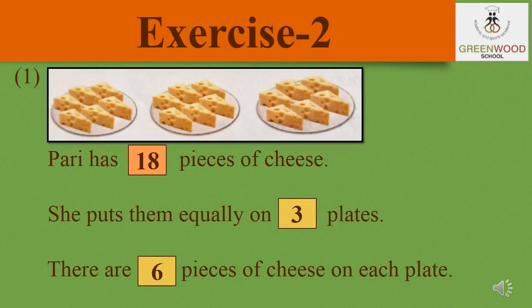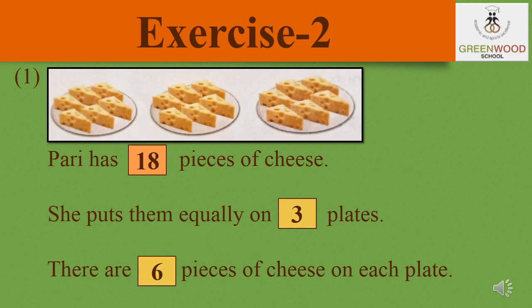Exercise 2. In the picture, pieces of cheese have been given. Let's count them. Pari has dash pieces of cheese. 1, 2, 3, 4, 5, 6, 7, 8, 9, 10, 11, 12, 13, 14, 15, 16, 17, 18. So there are total 18 pieces of cheese.